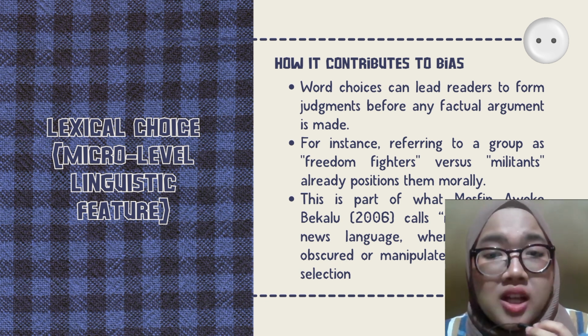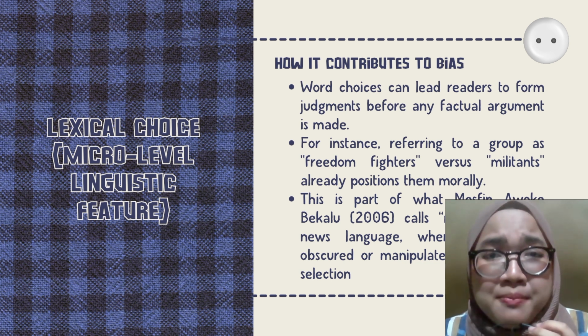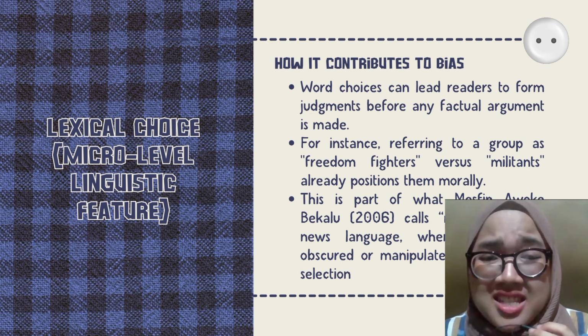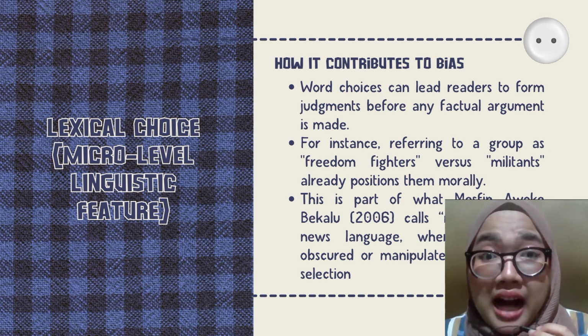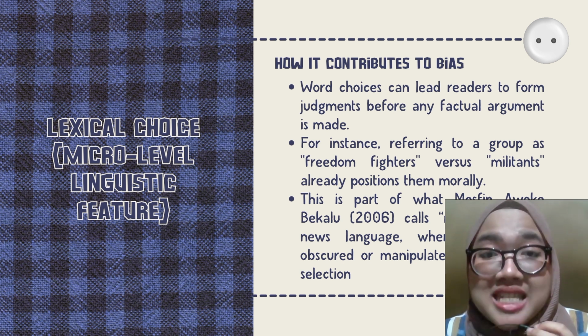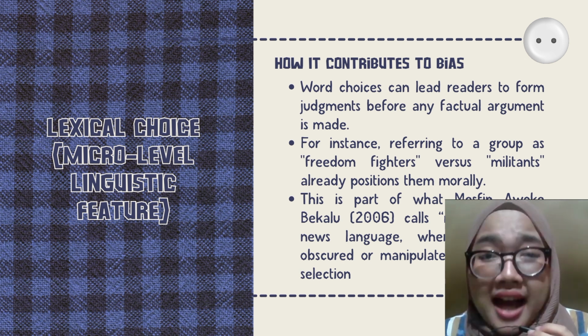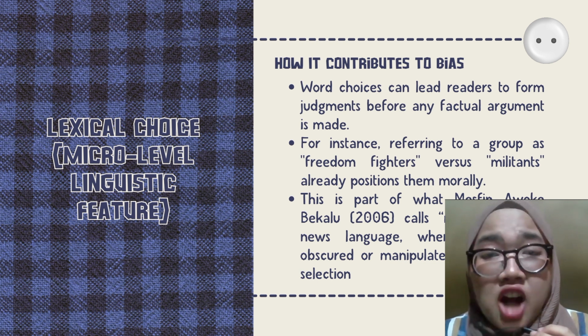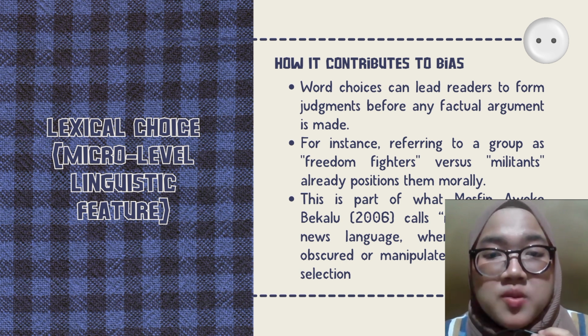For example, calling a group freedom fighters might make readers feel sympathy or admiration, but calling them militants makes them sound aggressive or dangerous. This kind of wordplay is what Mesfin Awokebakalu 2006 calls mystification, meaning the journalist is using language to hide or twist the truth, making it harder for readers to see what's really going on. It's a way of manipulating perception through carefully chosen language.